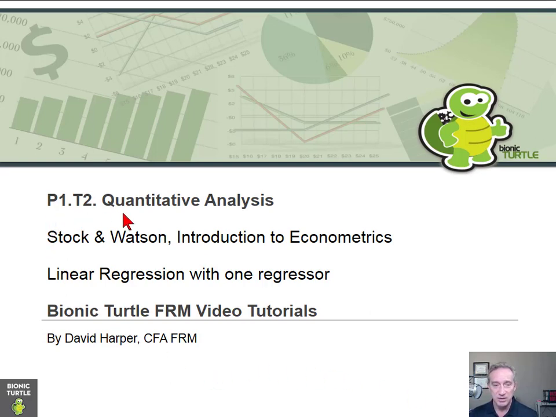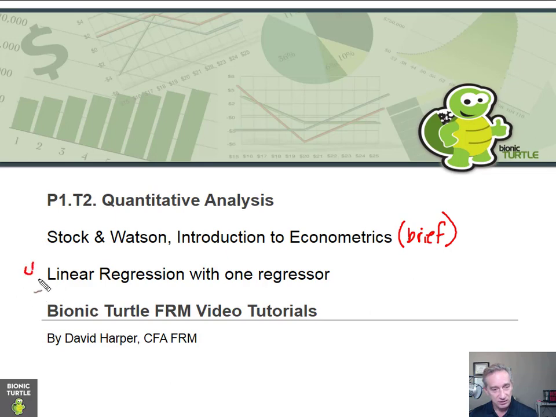We are located in Part 1, Topic 2, Quantitative Analysis, and the textbook is Stock and Watson, Introduction to Econometrics. You might also have or be using the brief edition, and it doesn't matter what we care about. The basic set of concepts that relate to regression are the same across the editions. Stock and Watson has been assigned for several years, so we have a good sense of what the FRM expects. And in fact, econometrics goes back over a decade in the FRM, so it's well seasoned.